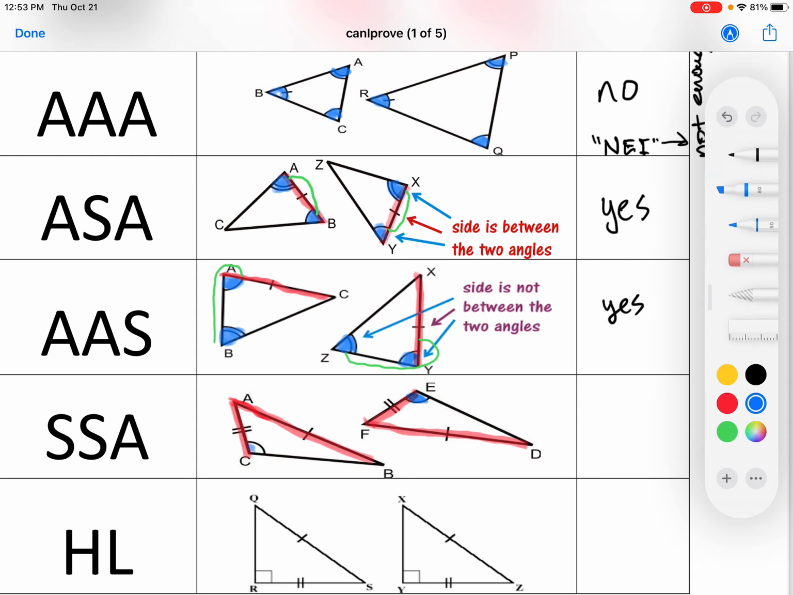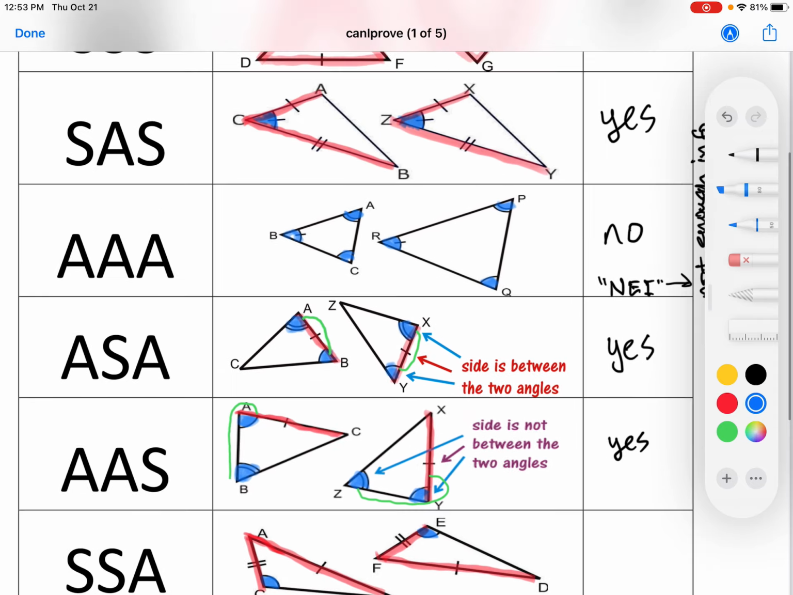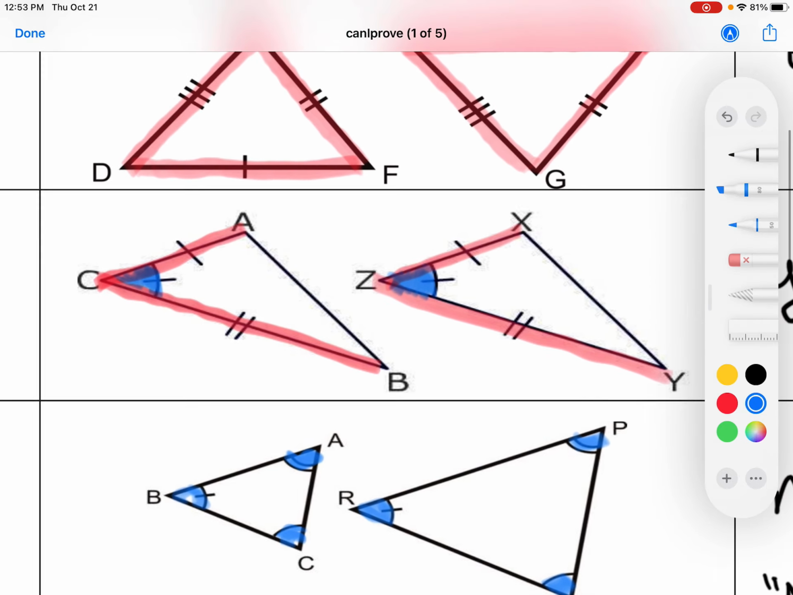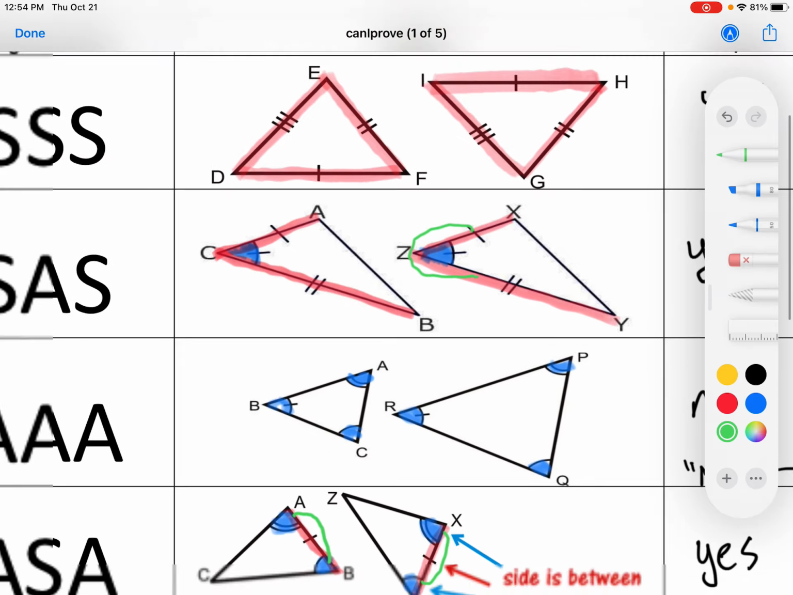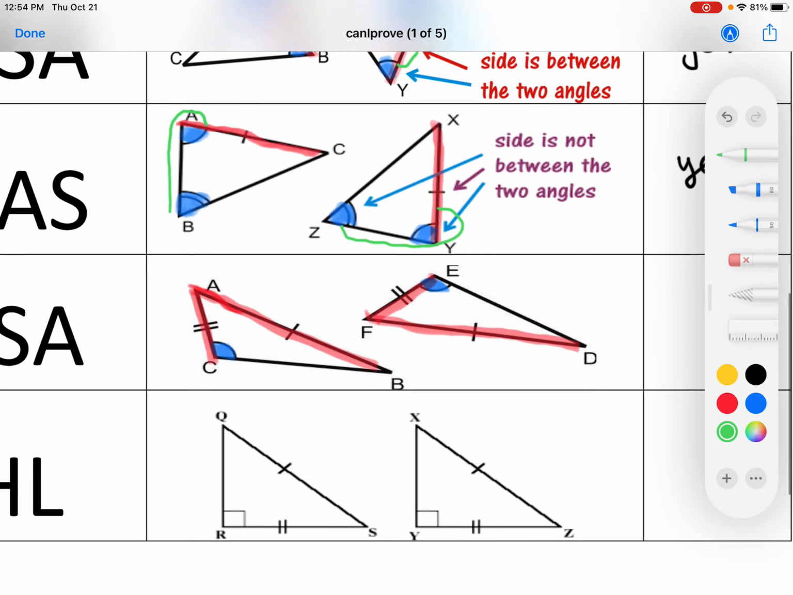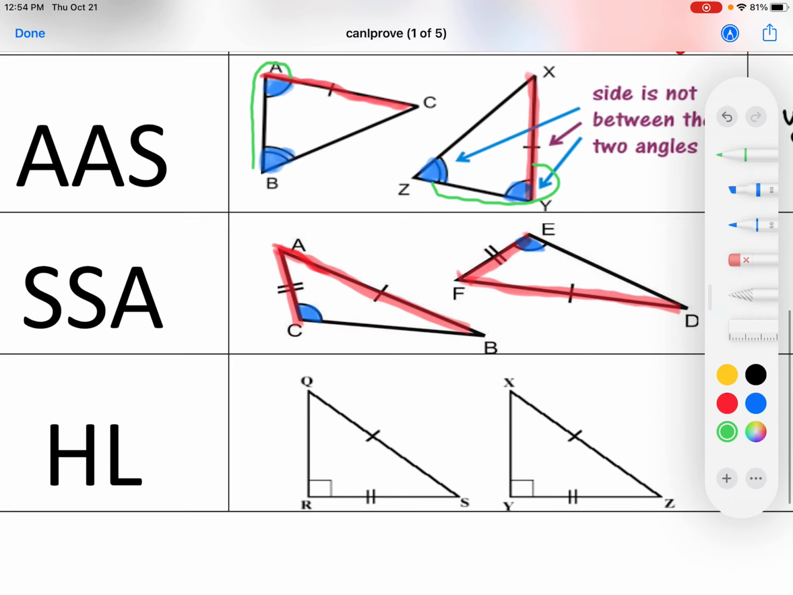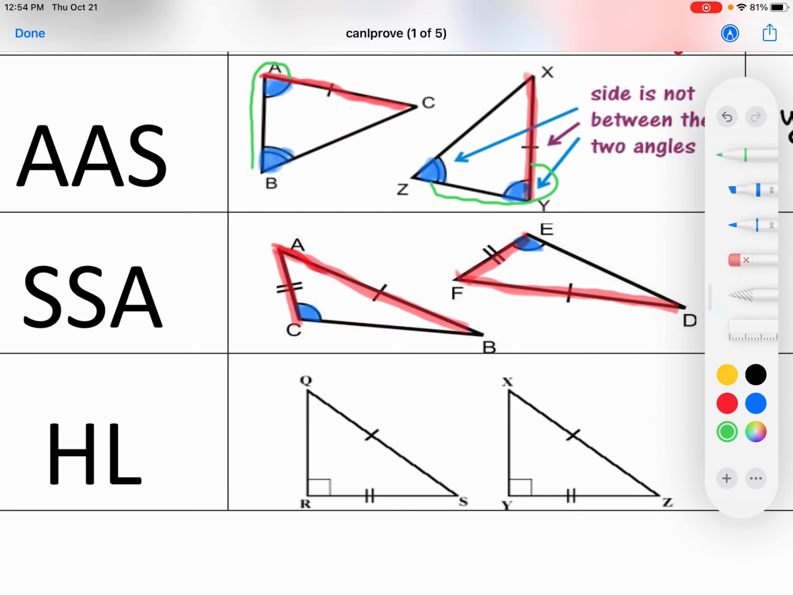Back up at the top of the page, when we looked at SAS, we had the two sides and the angle that was included in the middle of them. So when we traced our pencil around, it went in the order of side, angle, side. Just like that, when we're looking at this one, it's SSA. That means we've got side, side, angle. This one, unlike the last one, cannot be used for every single triangle.